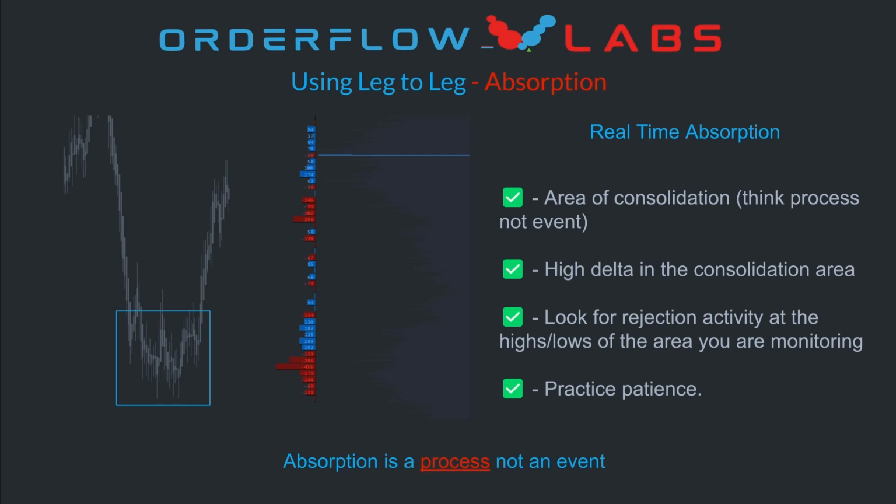It's not an event where you're looking at very high amounts of delta, either negative or positive, in a miniature balance area, so price is not really going anywhere, but there's tons of negative or positive delta being built up at a high or a low. So you're looking for rejection activity, a tight range, buildup of delta, and a potential entry against that real-time absorption. And again, this takes time. It's not an event-based sequence like an exhaustive move would be.